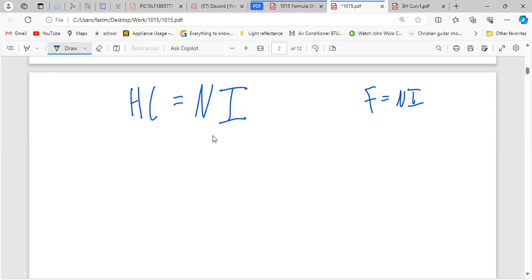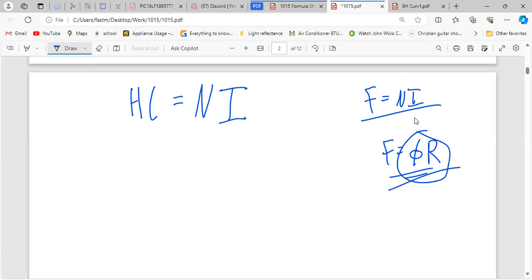Also, F is equal to phi R. So from these two, we could just plug this part into it, and you could get this. So you get HL is equal to F, that is one, because F is Ni. So depending on what they give you in any question, you could go any way. That's the goal I'm trying to get.